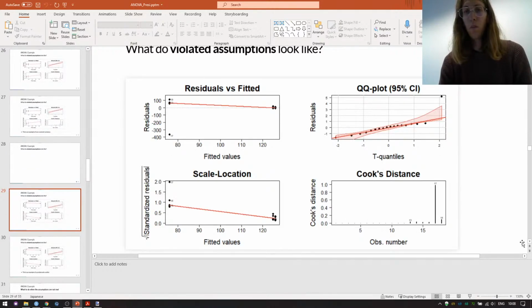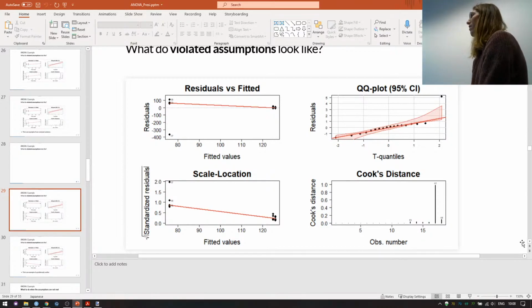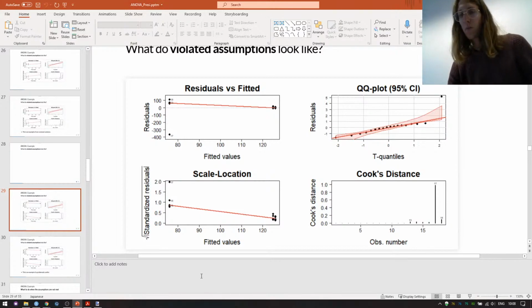Okay, then I have one more, and I would like you all to think about this plot as well. Yes, please. We have one outlier that we shouldn't include. Exactly. We have one observation, observation 17, which has a very high Cook's distance.